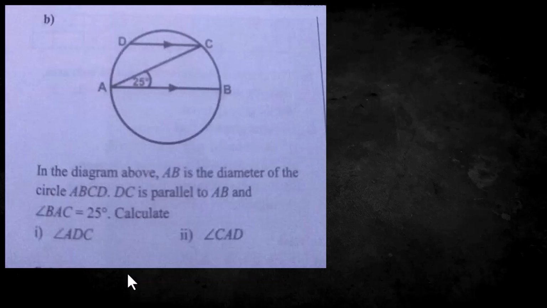In the diagram above, AB is the diameter of circle ABCD. Now DC is parallel to AB. So we have two parallel lines here, DC and AB. Let's close this side, and also close this side. Now AB is a diameter. If AB is a diameter, this side is 90. And we can see there is an alternate angle here, Z shape. So this side is 25.